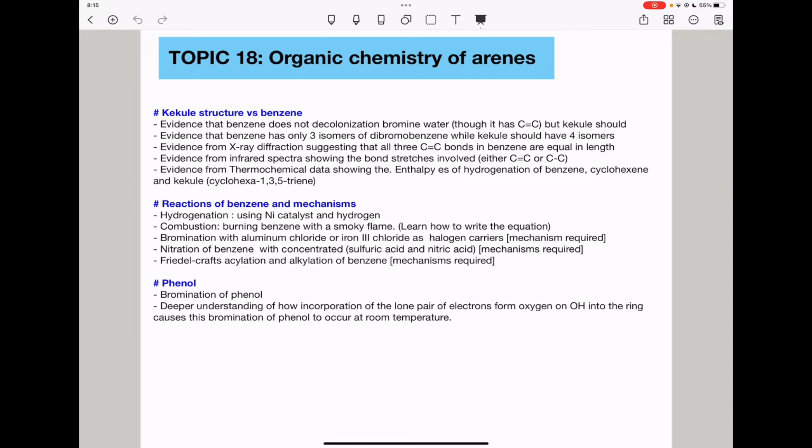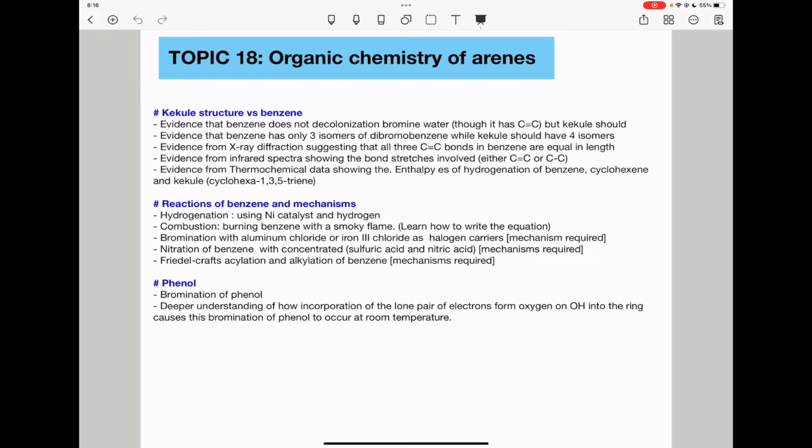Scientists use evidence from X-ray diffraction suggesting that all 3 carbon-carbon bonds in benzene are equal in length, yet you expect that if there were independent carbon-carbon double and carbon-carbon single bonds, of course single bonds are going to be longer than double bonds, but from the scientific evidence, all of them had the same length, so that means the Kekulé structure is not the actual representation of benzene.